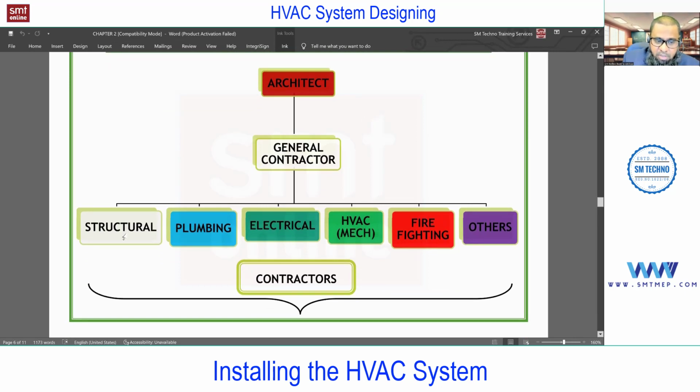In subcontractors, you'll find structural, plumbing, electrical, HVAC, firefighting, etc. But at this level, we bother about the HVAC, so we'll discuss the HVAC.